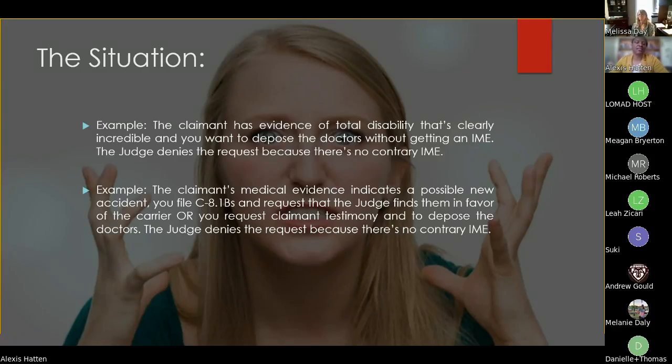I tend to think this is crap because if you look on the face of these reports, they're incredible, or they are at least prima facie evidence of a new accident. So that should be reason enough to delve further into the record, and that should be sufficient to warrant testimony. If you can bring up something in the report that contradicts the conclusion of a total disability, or something that contradicts causal relationship, you should just automatically be allowed to cross-examine these providers. But without a contrary IME, judge says no.